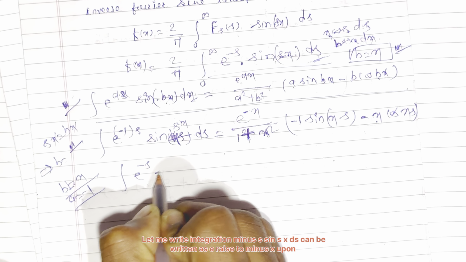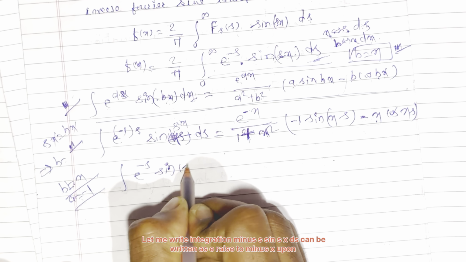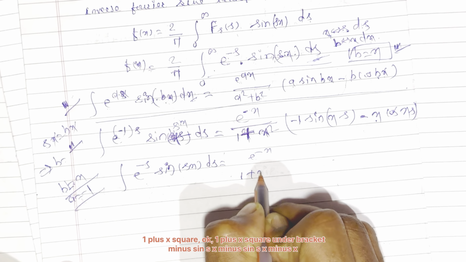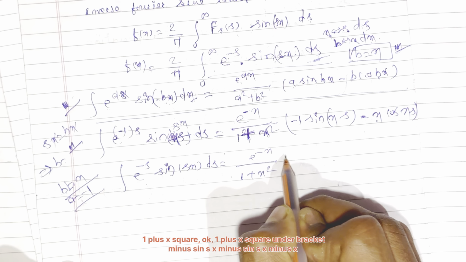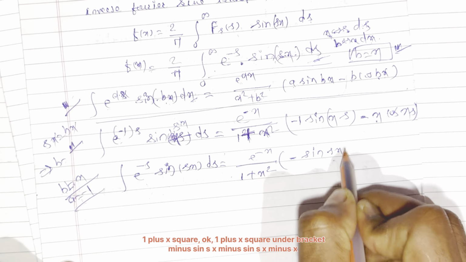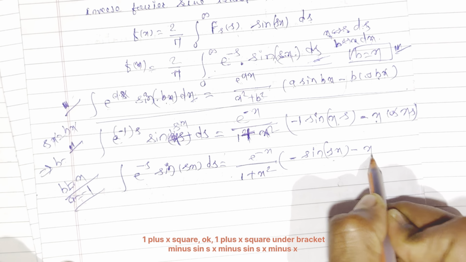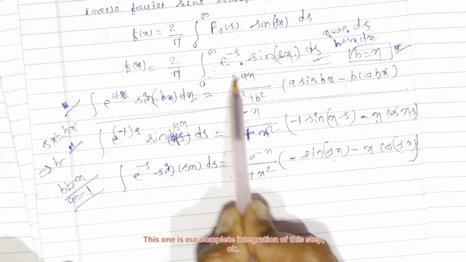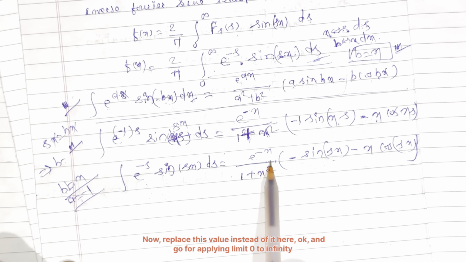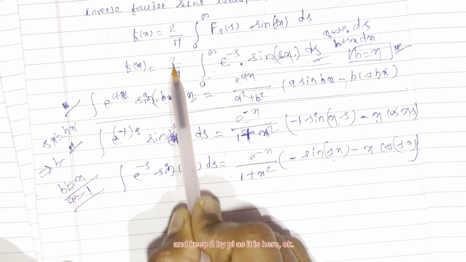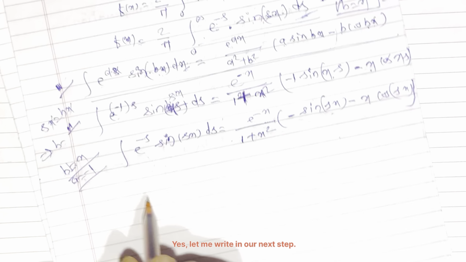That means we got the integration. Let me write the integration of sin sx x ds as e raised to minus x upon 1 plus x square, under bracket minus sin sx minus x cos sx. This is our complete integration of this step. Now replace this value instead of it here, go for applying the limit 0 to infinity, and keep 2 by pi as it is here. Let me write it in our next step.